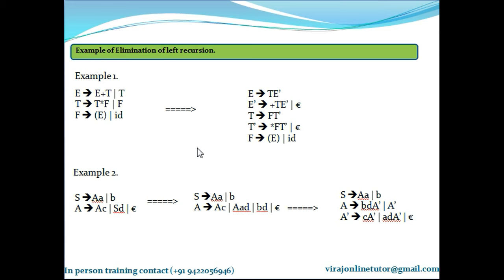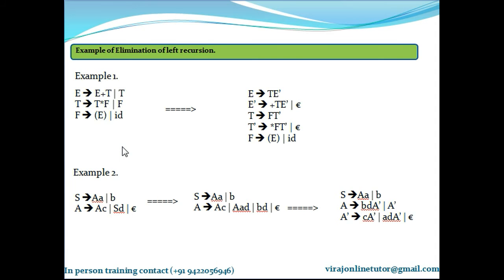Are you agreed? When do you say that you have a direct left recursion? When the leftmost symbol on the right hand side of the production exactly matches the symbol on the left, you say that it is direct left recursion. So this grammar has direct left recursion because of these two sets of productions, E and T. Understood?